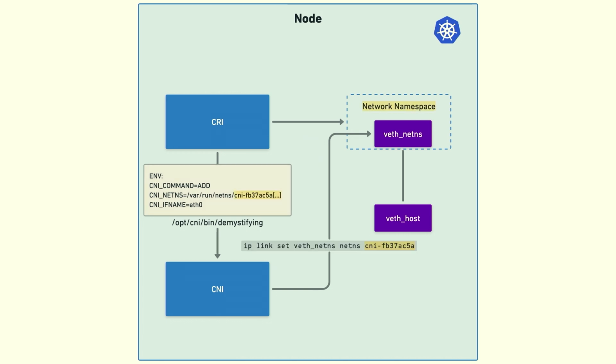How do we do this again? Well, IP command to the rescue. So we'll just ip link set the virtual Ethernet netns, and then we'll go ahead and specify which netns, which network namespace we want to move those in. And you can see this highlighted here. There it says then something like cni-7b whatever.